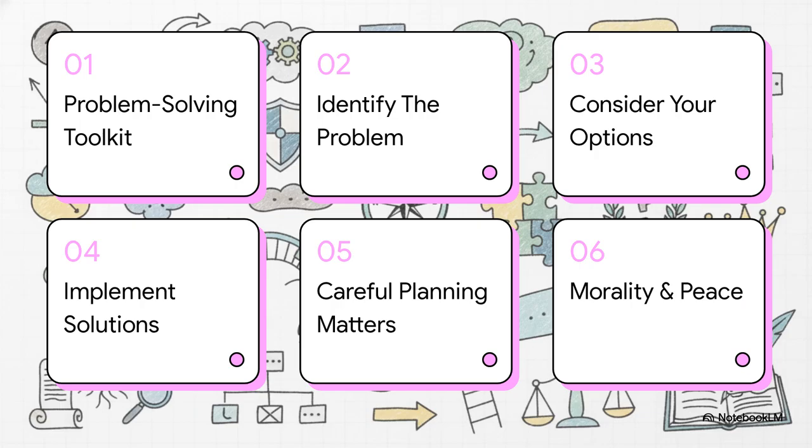So, looking at our agenda today, we're going to build a problem-solving toolkit, go through Step 1, identify the problem, Step 2, consider your options, and Step 3, implement solutions. Then we'll wrap up with why careful planning matters and look at education, morality, and peace.